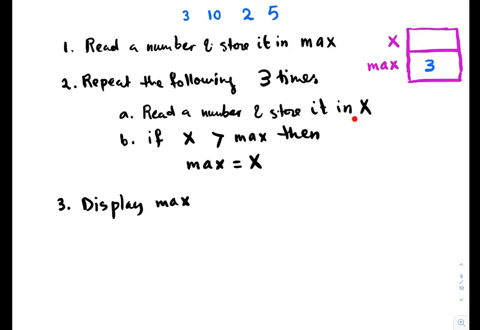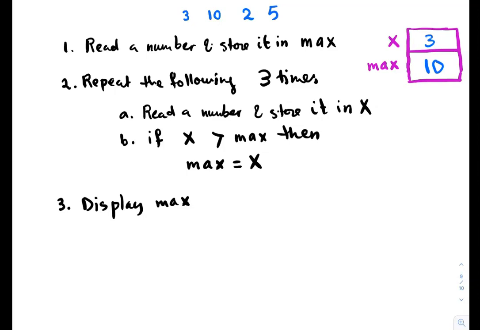We read a number and store it in x. So we read 10 and store it in x. And then we compare. X is larger than max, so that will be true, which means we need to change max to be equal to x, and that will be 10. We still have 2 more repetitions. So again, we read the number and store it in x. We read the number 2 and store it in x, and then we compare 2 with max. It is smaller, so nothing will happen.